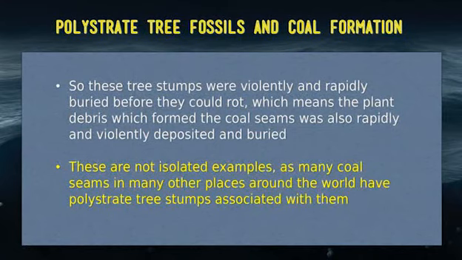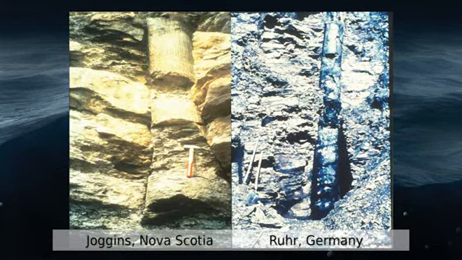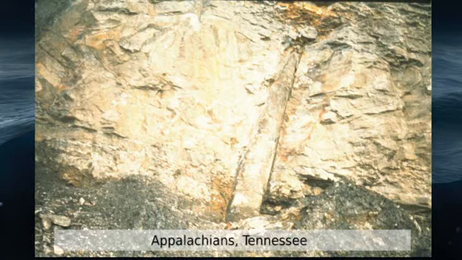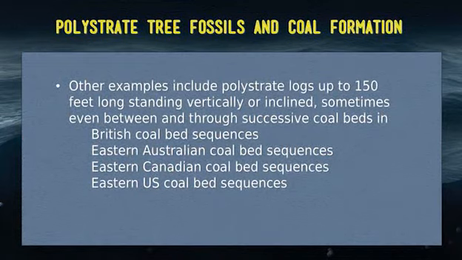Many coal beds in many other places around the world have similar polystrate tree stumps associated with them. So we go to Canada, Joggins, Nova Scotia. We go to the Ruhr district of Germany. We go to the Appalachian coal beds of Tennessee and West Virginia. We see the same story, the same sort of trees. And so there are other examples in many parts of the world.